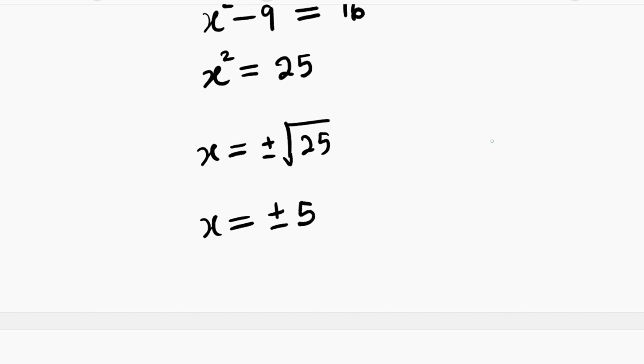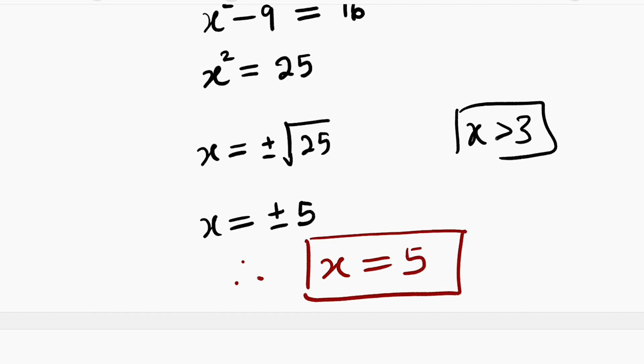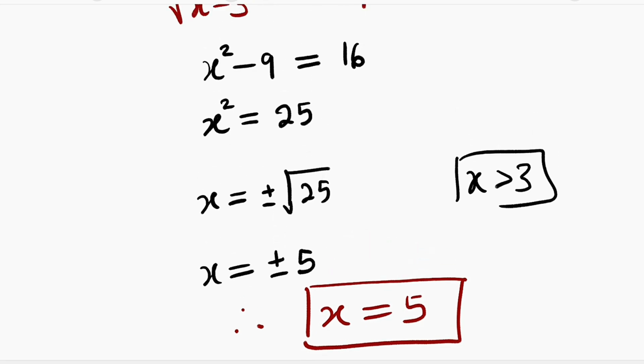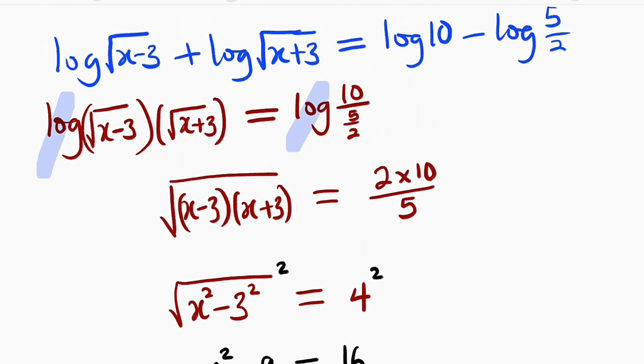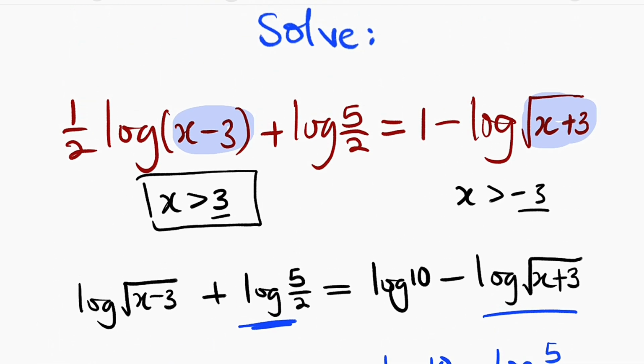But remember, from the domain, we have seen that x must be greater than 3. So we are not going to consider negative 5, rather positive 5. Therefore, the solution to this problem is x equal to 5. I want you to test the value of x equal to 5 in this equation to see whether you get the same value from the left to the right hand side.